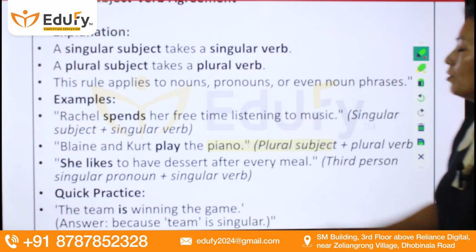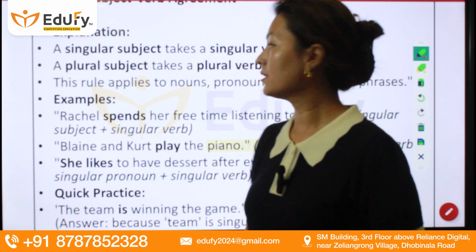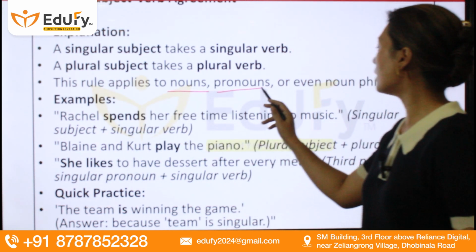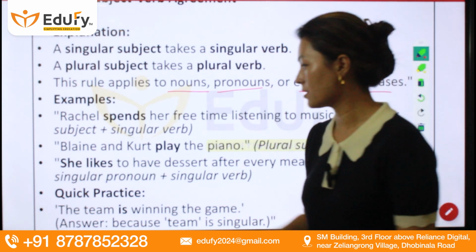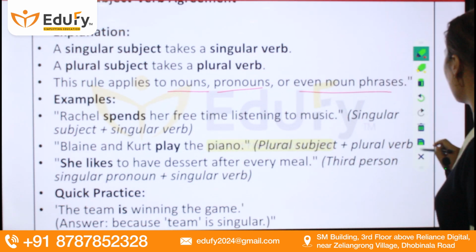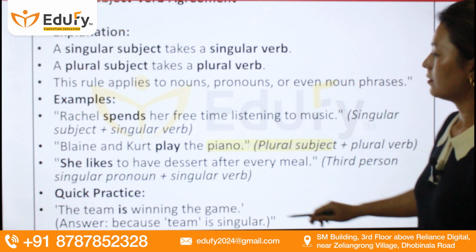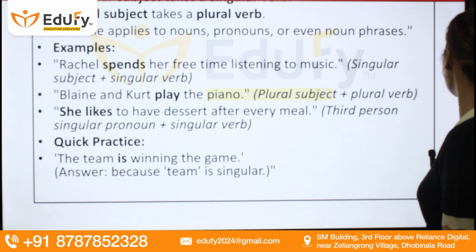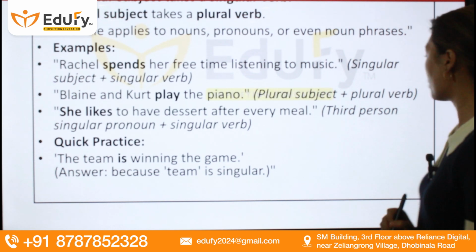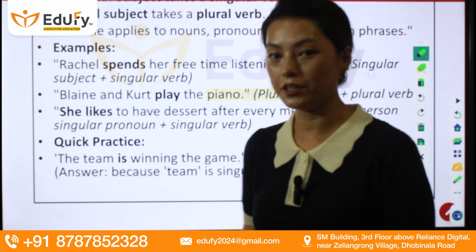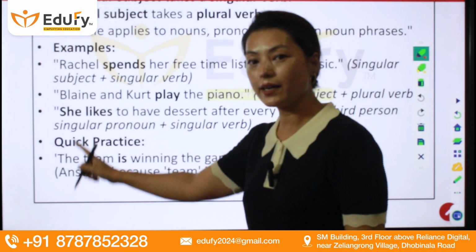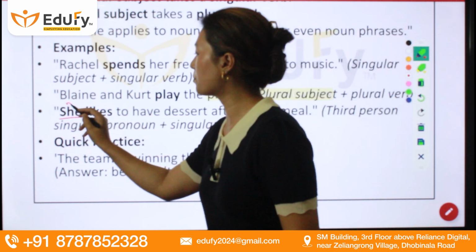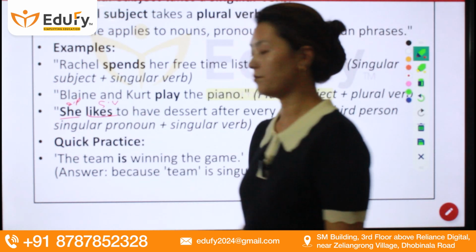When you look at this, the first rule also implies that the subject includes nouns, pronouns, or even noun phrases. So let's take a look at the next example. She likes to have dessert. The word she is a pronoun that is singular in nature. So when we have a singular pronoun, again, we will also write the verb in singular form. So a singular pronoun will have a singular verb.